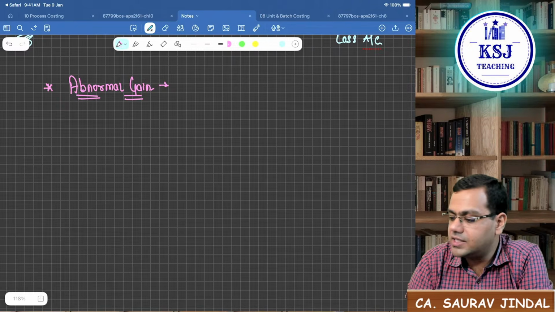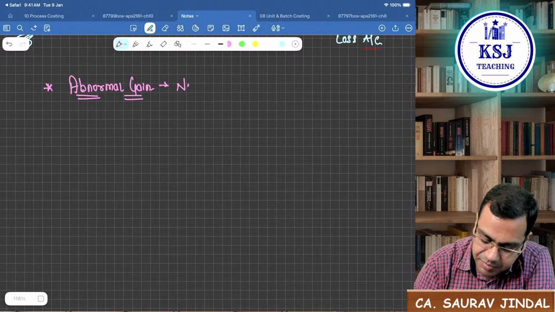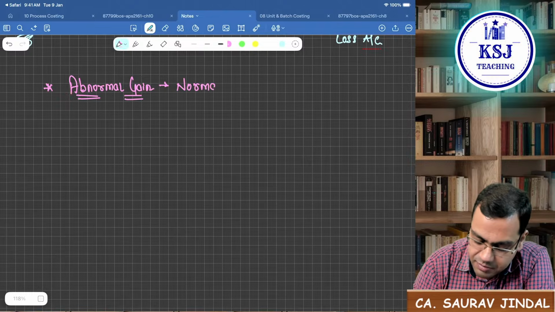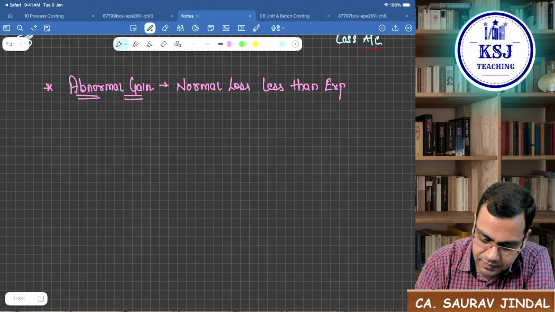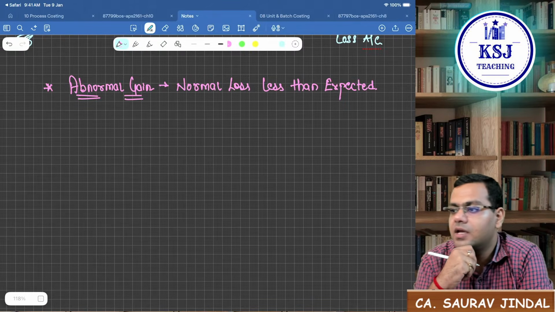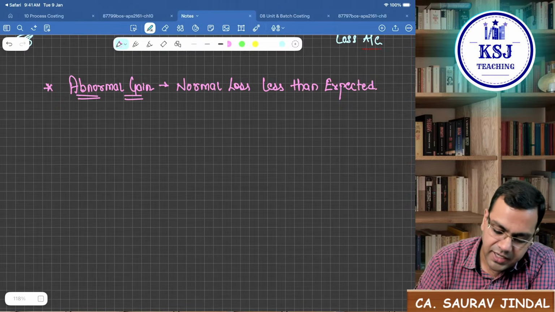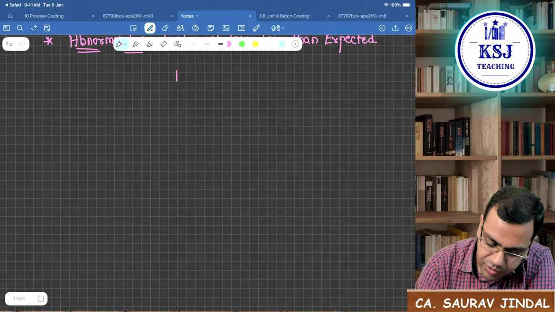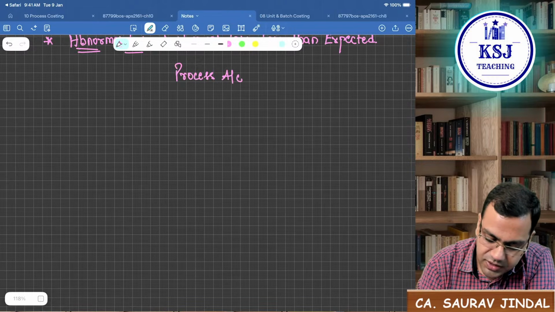So abnormal gain is what? Normal loss is less than expected. Right? Normal loss less than expected turns out to be an abnormal gain. Now, what is the treatment of this in the process account? Let's see that.